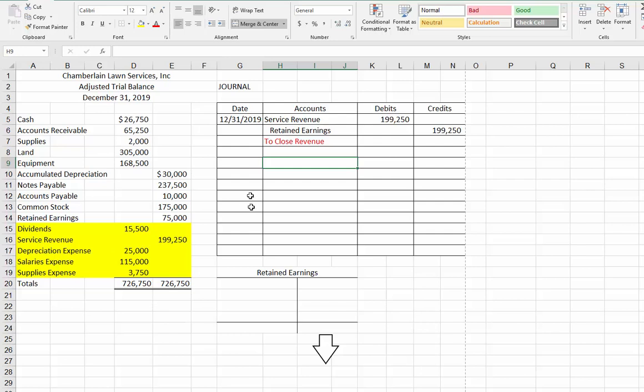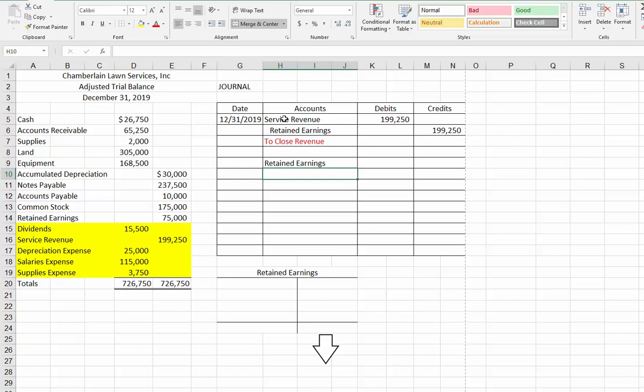And then we're going to debit our retained earnings. So we're going to debit retained earnings. Now, I don't know how much we're going to debit retained earnings for because it's going to be the total of all of our expenses. And even if you have a much more complicated situation with a lot of revenues and a lot of expenses, the procedure is the same.